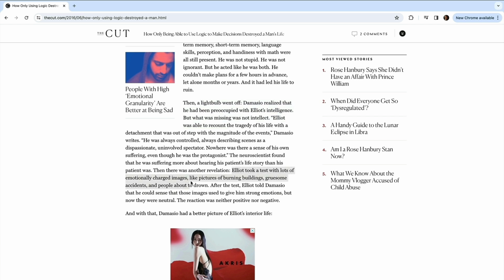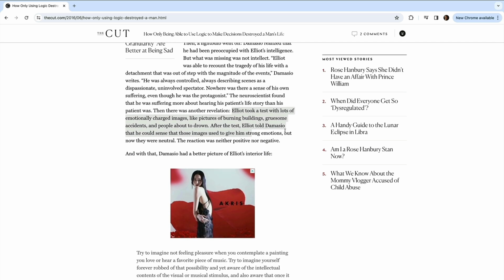When Elliot took a test with lots of emotionally charged images, like burning buildings and gruesome accidents, what this researcher found was that this patient's emotions were always neutral. So his emotional compass could no longer tell him what's good, what's bad. He couldn't rely on emotions anymore to determine that. So everything felt equal. And so he wasn't able to determine what's good, what's bad, how he should live his life, what decisions to make, because he could no longer tell which option was good or bad, because those were emotionally determined. And this is what people for thousands of years didn't realize.